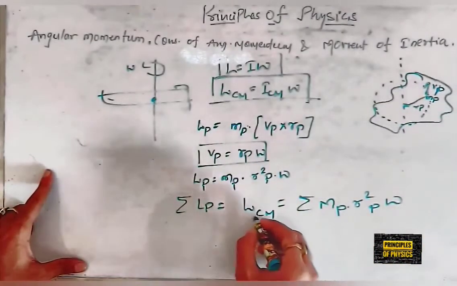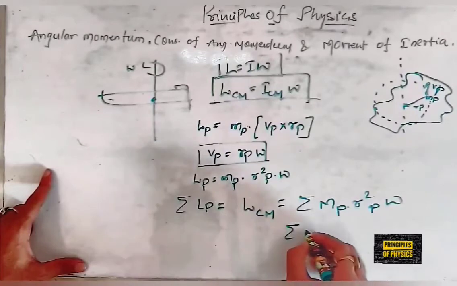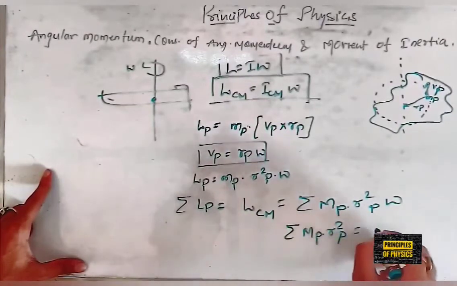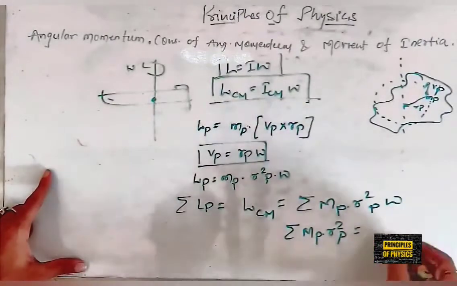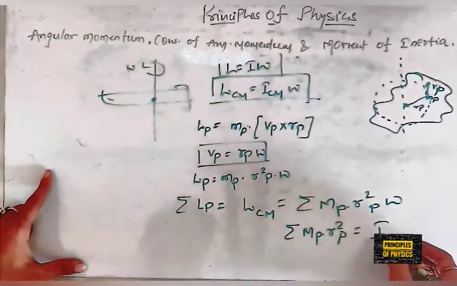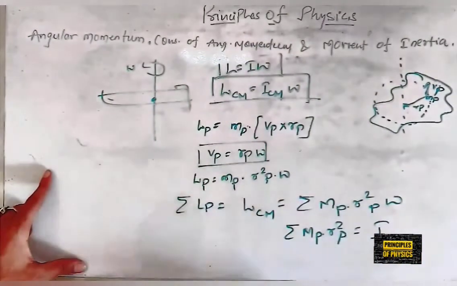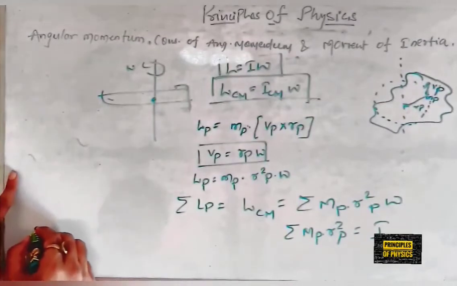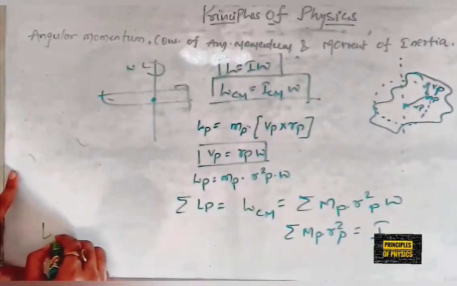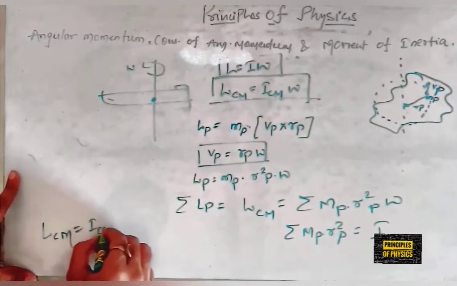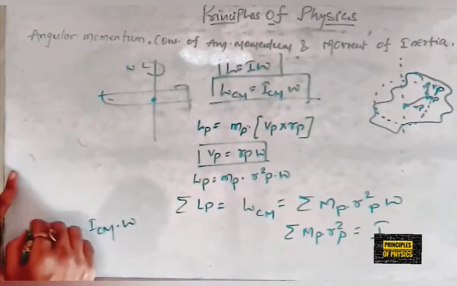And as we know, the summation of mp into rp square is the moment of inertia of the particles about the center of mass, so it can be written as ICM. So it gives LCM equals ICM omega.